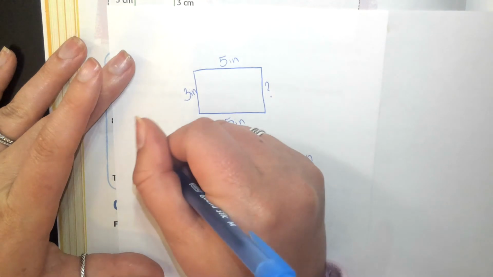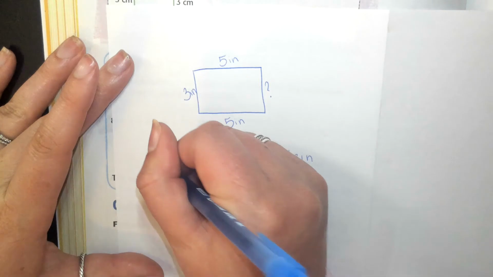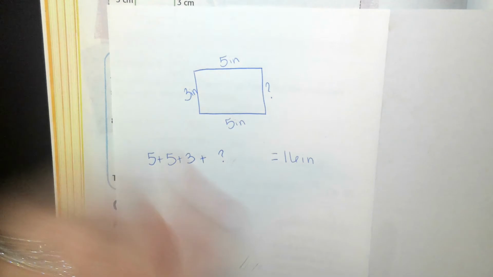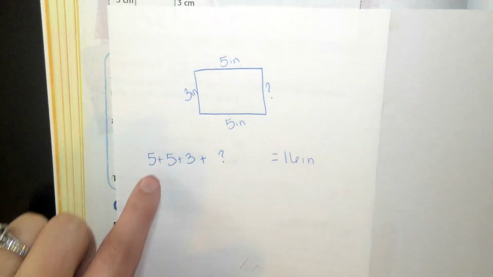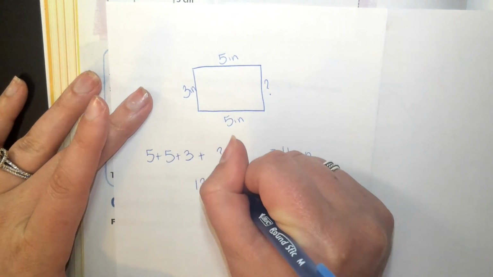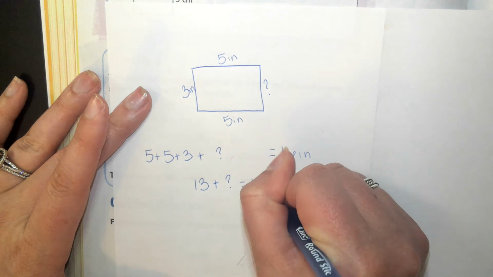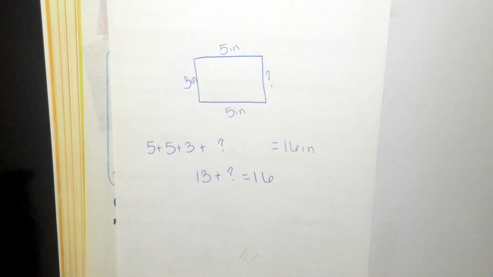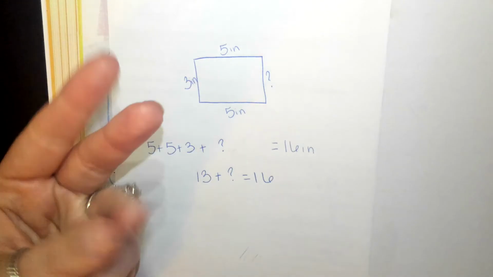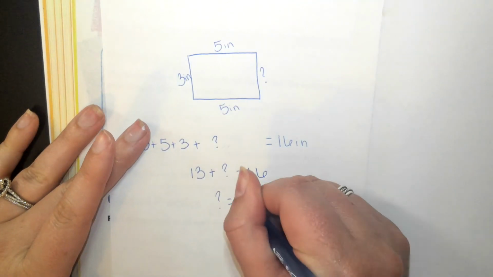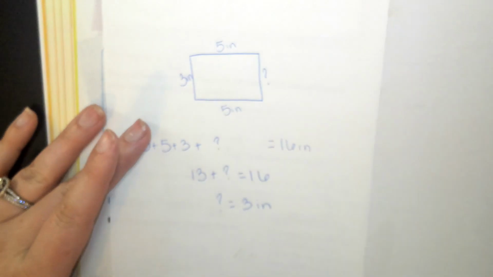I'm going to add up the parts that I do have. 5 plus 5 plus 3 plus this question mark is 16. Okay, 5 plus 5 is 10, plus 3 more is 13. 13 plus some mystery number is 16. I'm going to count up in my head from 13 and see how far away 13 is from 16. 13, 14, 15, 16. So my missing side length is 3 inches.